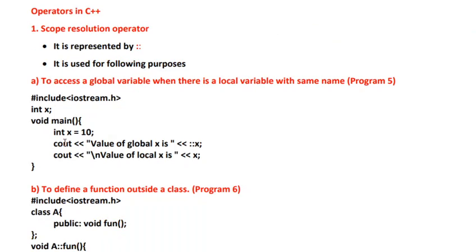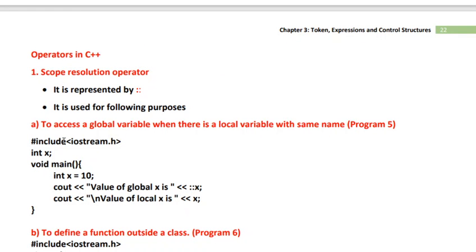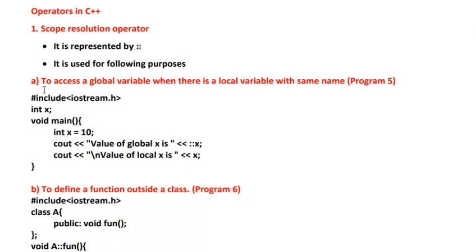Now, let us focus on some of the special operators in C++. The first one is called the scope resolution operator. It is represented with a pair of colons, right? It is used for varied purposes. The first purpose is to access a global variable when there is a local variable with the same name.